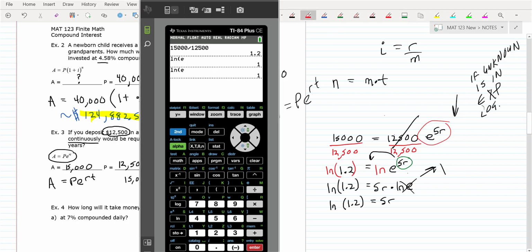Okay, one more step. What do I need to do to both sides of this equation to get rid of the 5?